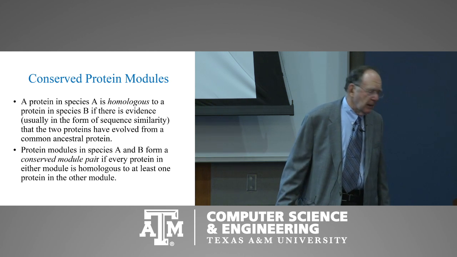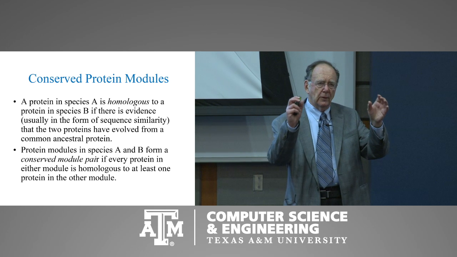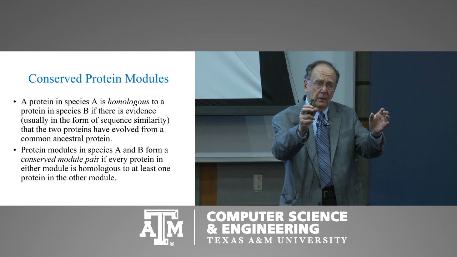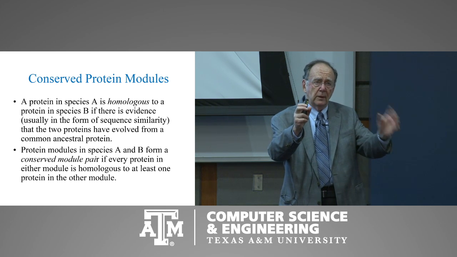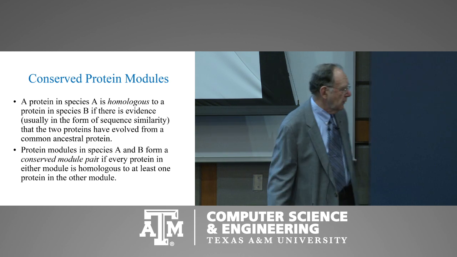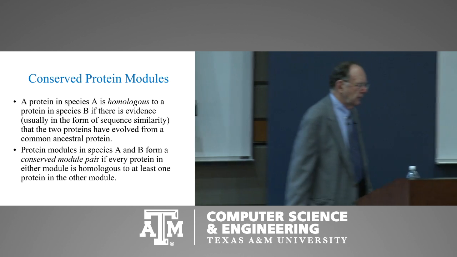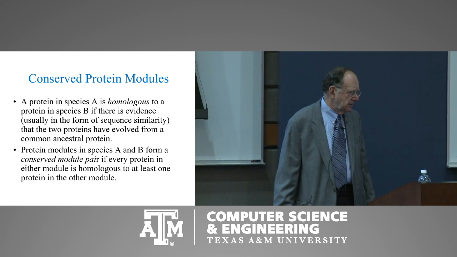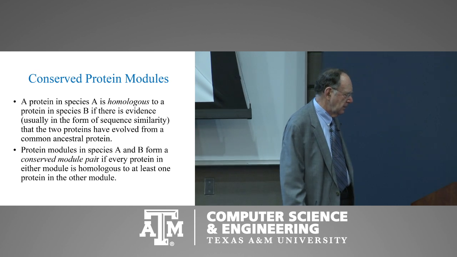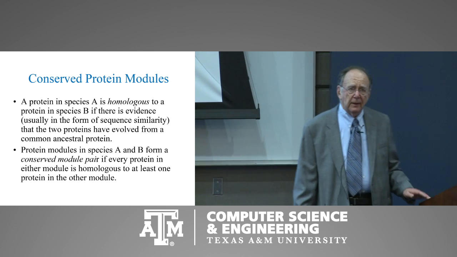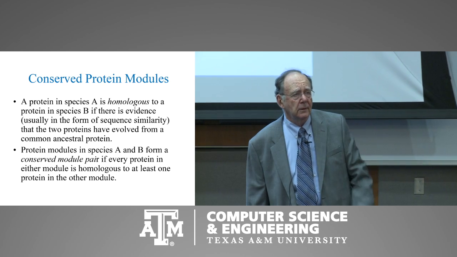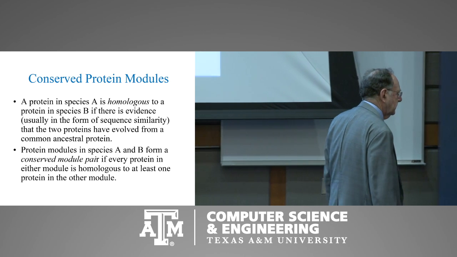And we would expect that if you have a protein module in human and a protein module in fly that do the same job, then every protein in the human module should have a homologous protein in the fly and vice versa. Now, unfortunately, we can't look back in time to find out whether that common ancestral protein actually exists, so we have to use indirect evidence, which is mainly determined by sequence similarity. So you would use a tool like BLAST to find homologous proteins in two species, two organisms.